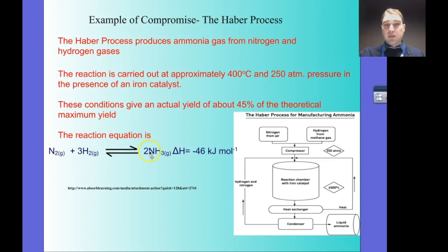And the reason for that is if we increase this pressure on the system at equilibrium, we have fewer molecules on the right-hand side of the equation than we do on the left. So on the left-hand side, we've got 4 molecules. On the right-hand side, we've got 2. So if we increase pressure on this system, it will shift to the right to relieve that pressure. And that means we make more ammonia, which is more of what we want to make.